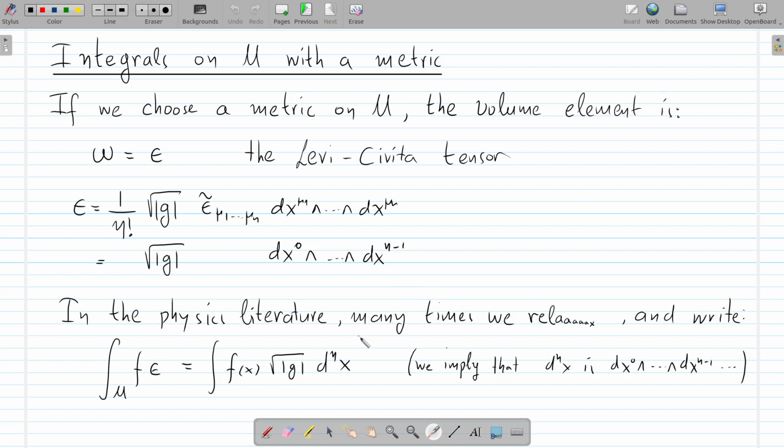Now, in the physics literature, many times we write the integrals this way. So an integral of a function f with respect to the volume element given by the Levi-Civita tensor is written in a similar way that we write n-dimensional integrals in Rn, but what we actually mean is that this is an integral of an n-form, which is given by dx0 through dx n minus 1, the square root of the determinant of the metric, times the function. This is a convenient and fast way to write down formulas in physics, but we should always remember what is actually hidden under the hood for the computation of this integral.